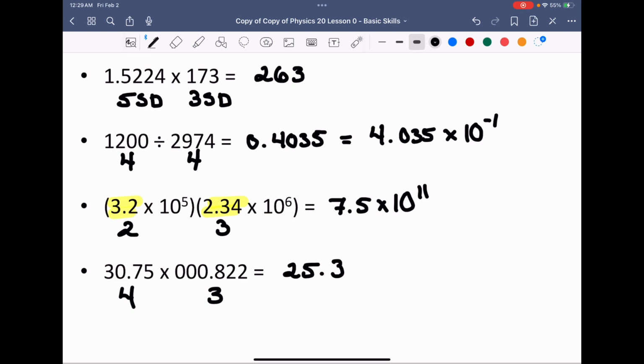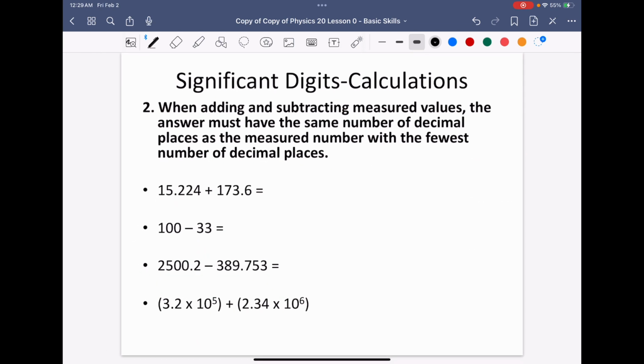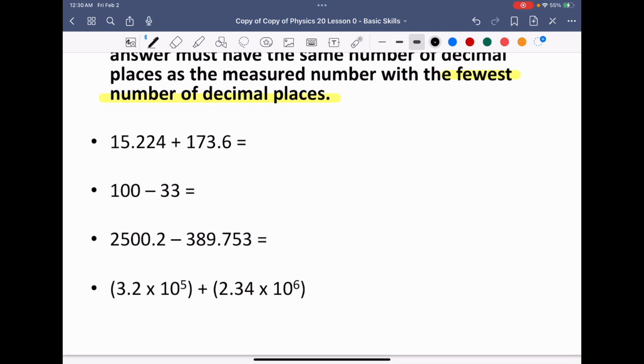Really, really important. All right, now this is a secondary rule, so I wouldn't really necessarily star it or put too much attention into it, but if you're only adding and subtracting, you will look for the number that has the fewest number of decimal places. Suppose I add the two following numbers in the first example. There are 3 decimal places here, and 1 decimal place there. So the one that has the fewest decimal places is the second number, and when I add these two things together, I get 188.8.